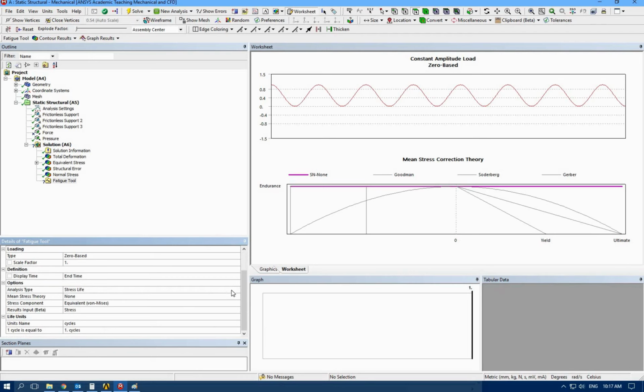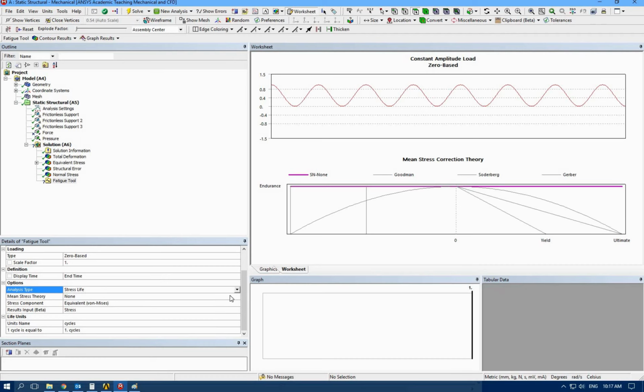The next important option is analysis type. We have two options, stress life and strain life. Strain life is usually used for low cycle calculation, and stress life is for high cycle fatigue calculation. So because we usually work with high cycle, we are going to select stress life.